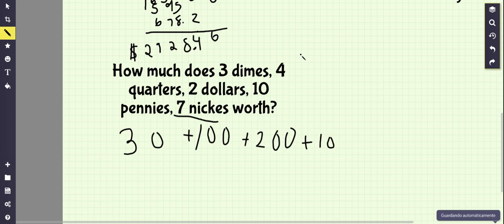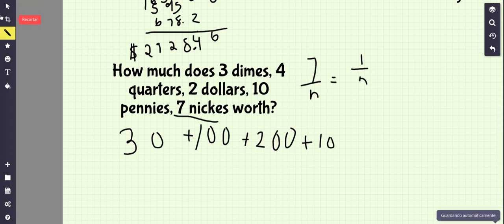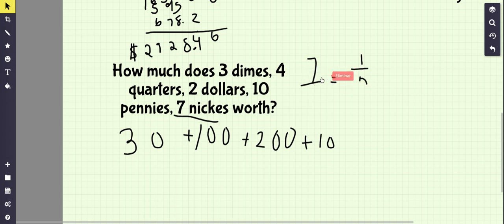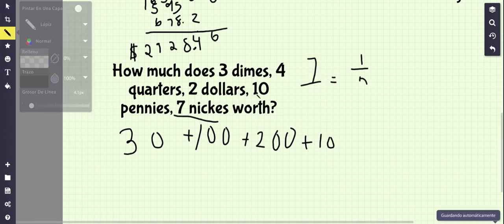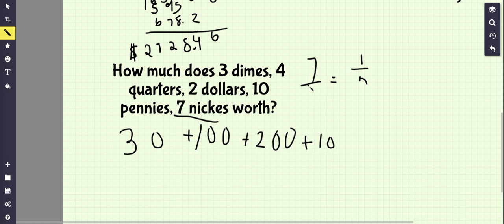So how much is a nickel worth? We know that there are 7 nickels, right? We don't know yet how much 1 nickel is worth, so call it n. So we're going to multiply 7n. A nickel is 5 cents, so we're gonna have 35 cents for 7 nickels. So we're gonna add an extra 35.